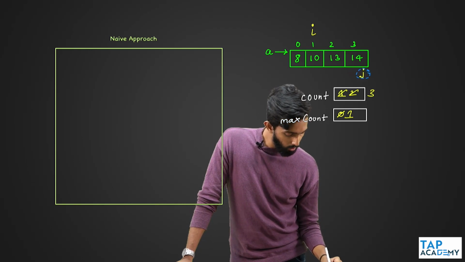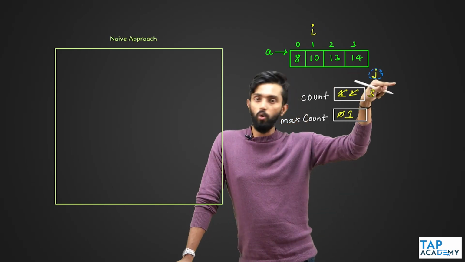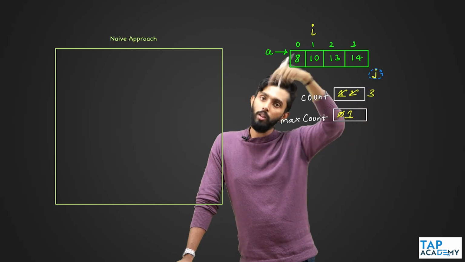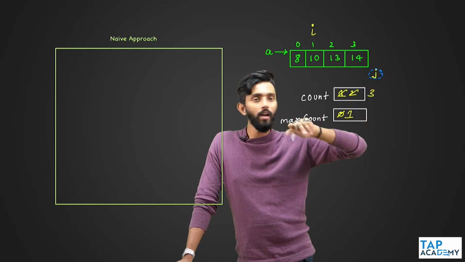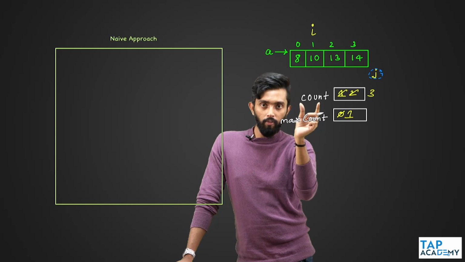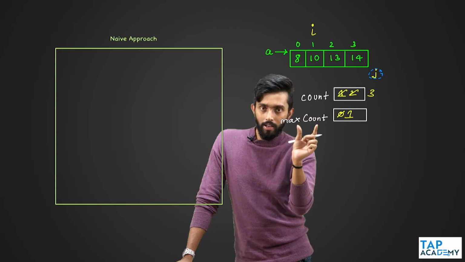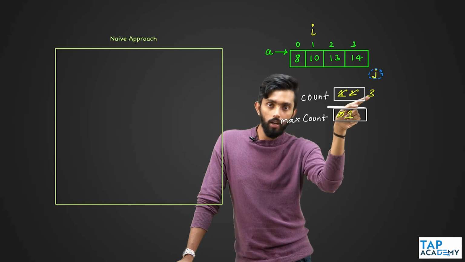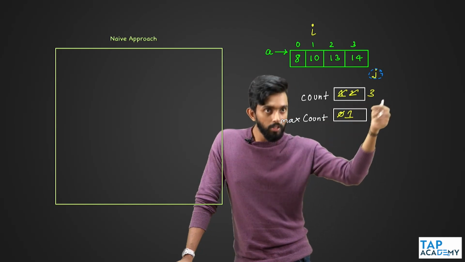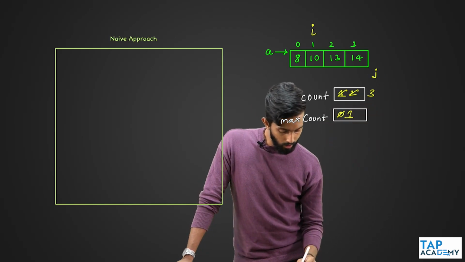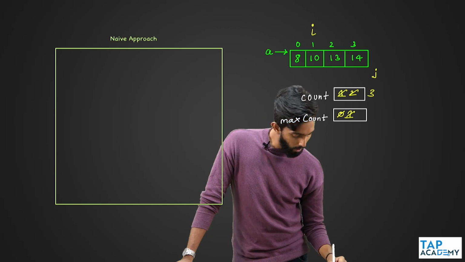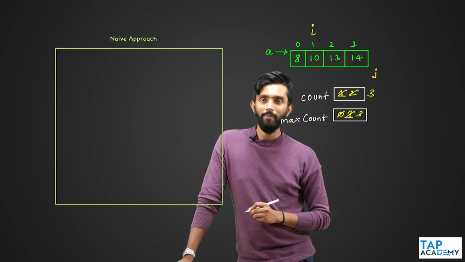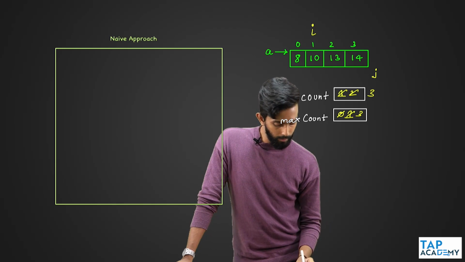Then what happens, sir? J moves forward. If j moves forward, it goes outside the boundary. If it goes outside the boundary, I will come out of the loop and I will check. Now whatever count I found, is that greater than max count? I hope I will be able to think. What was the previous max count? 1. What is the count? 3. Don't you think 3 is greater than 1? Which means update max count. Hence max count is going to go from 1 and become 3. Any confusion till here?